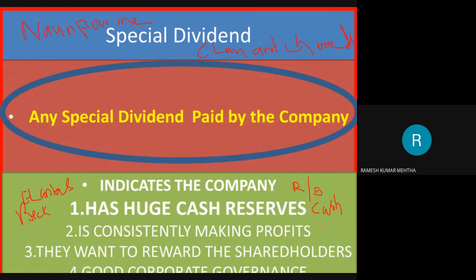So these companies are in a formidable position to declare special dividend, and some companies which are considered to be very good companies, the well-wishers of the shareholders of the company, keep on declaring special dividend once in at least 5 to 10 years. Some of them, as I already told, are Navin Fluorine, Clariant Chemicals, Elantas Beck, and many others. So what does it indicate? A company which is paying special dividend indicates that the company has huge cash reserves. Because of this reason only they are able to pay a good amount of dividend. Number two is consistently making profits.